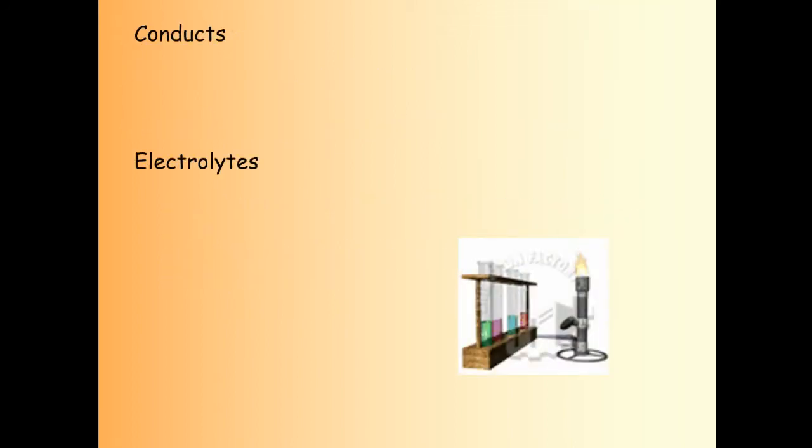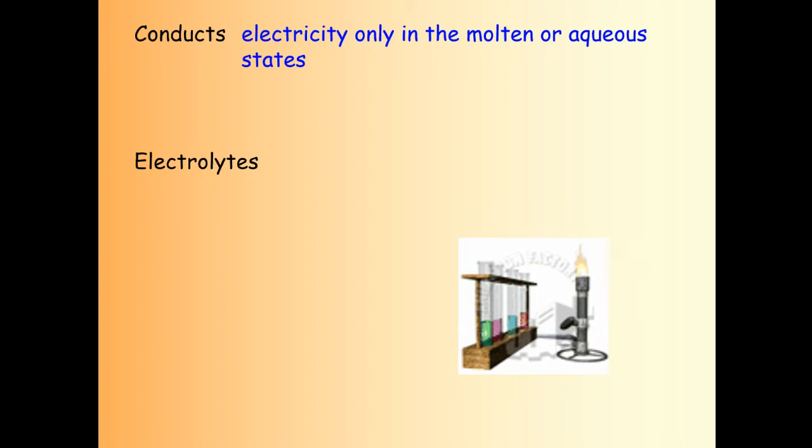Ionic compounds will also conduct electricity, but only when they're in a molten, which is melted, or aqueous state, when dissolved in water. In the solid state, so if you just took it out of the bottle, it wouldn't conduct electricity at all. And that's because in order to conduct electricity, you need freely moving negative charge.